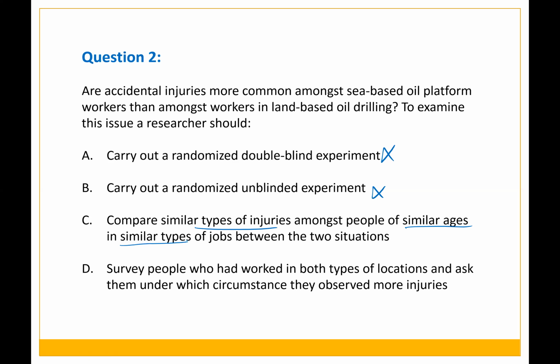But in D, when you look at it, the problem is you survey the people who have worked there and ask them about which circumstances they observe more injuries. Honestly, this one doesn't really tell us anything about the number of actual injuries. It's just people's opinion. It might be close to the fact or it might not. So I don't think D is the correct answer. So it's going to be C.